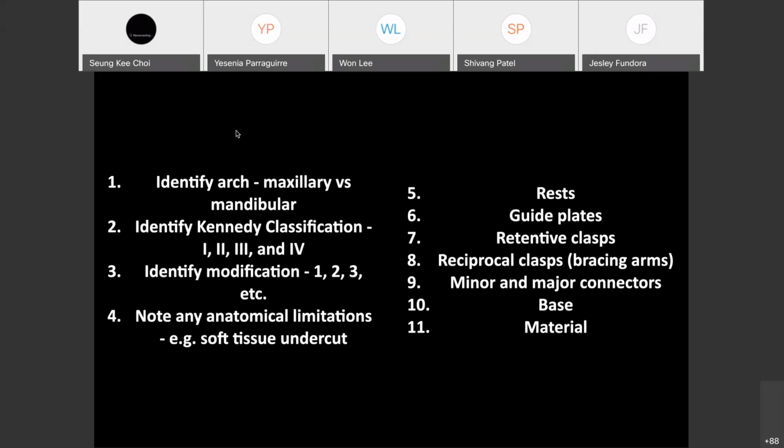Another broad, general thing you need to be aware of is, is there anything unique to the anatomy? Is there soft tissue undercut? Is there palatal torus, lingual torus? Whatever that might be, you should also note that before you think about other smaller things like rest.